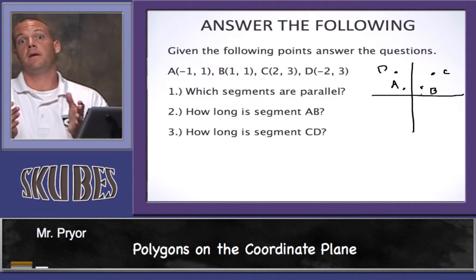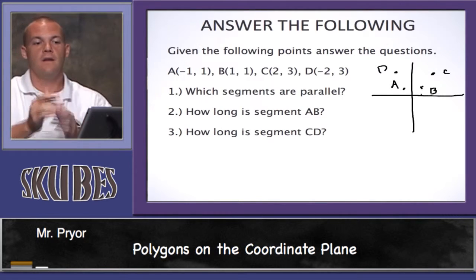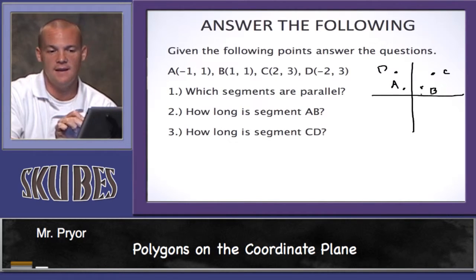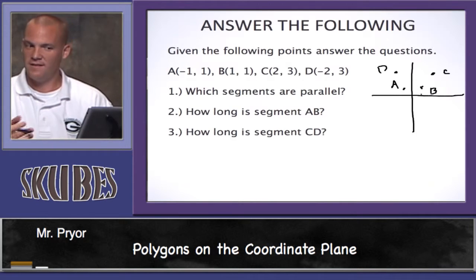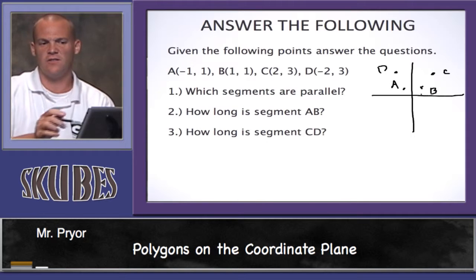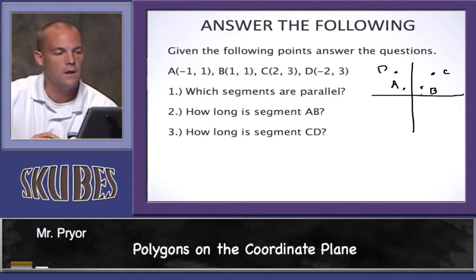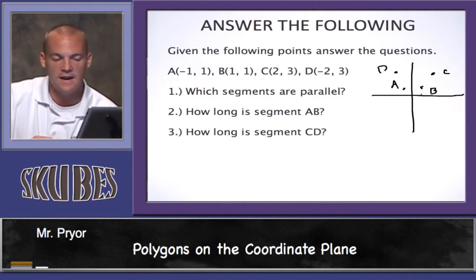Well, again, you have to know what parallel means. That means they would run like a railroad track, never intersect. So it looks as though D to C and A to B. Because it's a sketch, you do have to be fairly accurate to a point. But hopefully you can see that the top segment D to C and A to B would run parallel. How long is segment A to B?